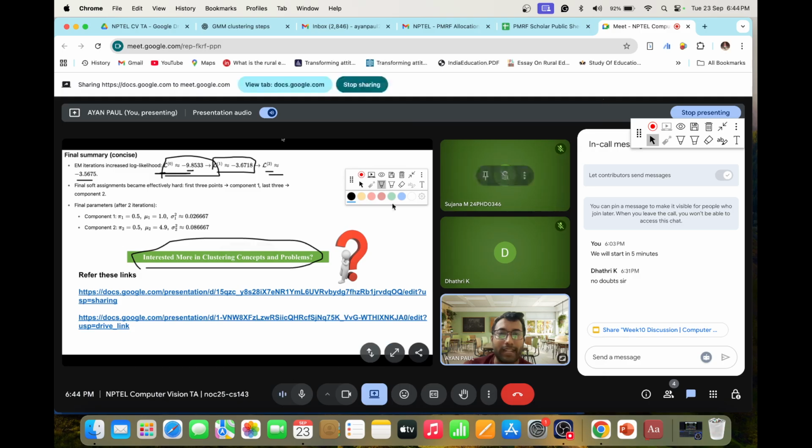Any doubt regarding this clustering, any part, you can please ask. Any doubt in clustering? Okay, so I assume no doubt.